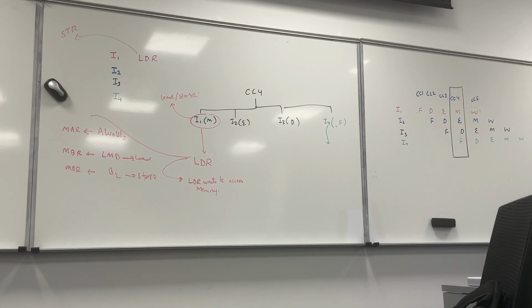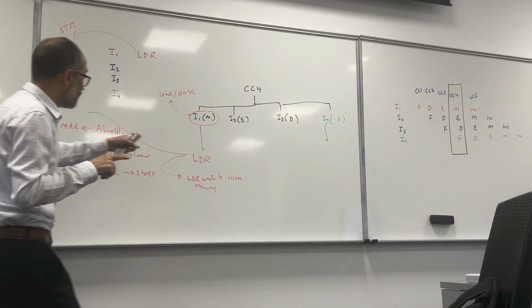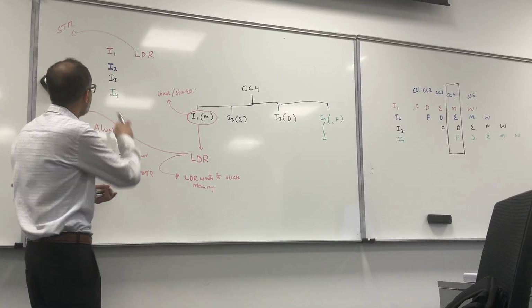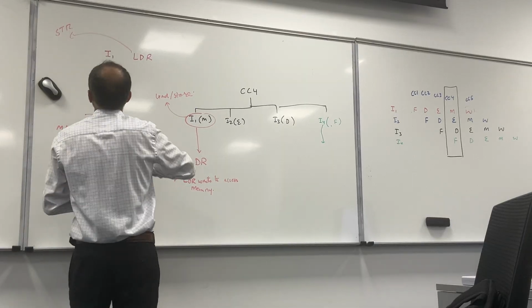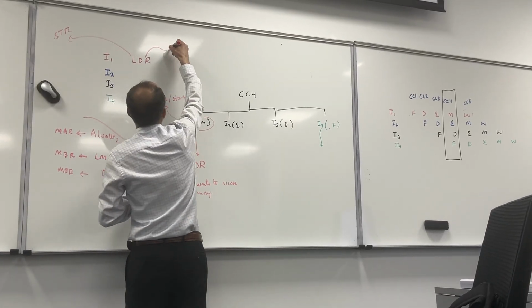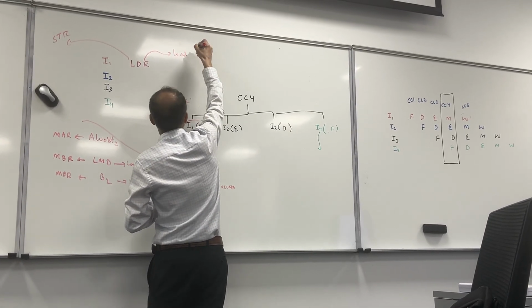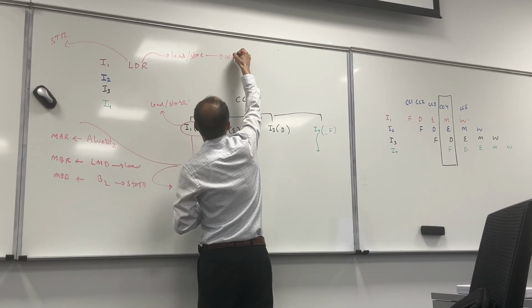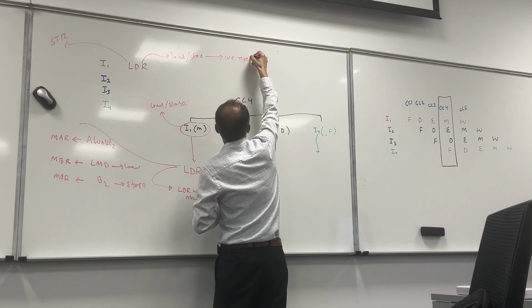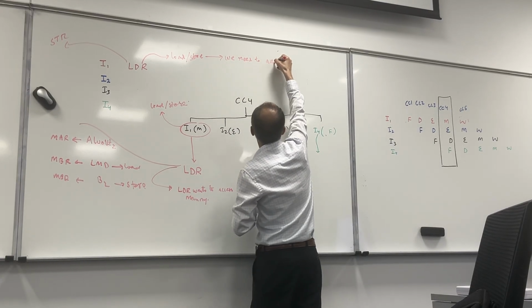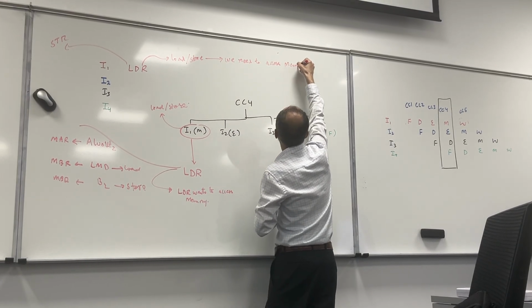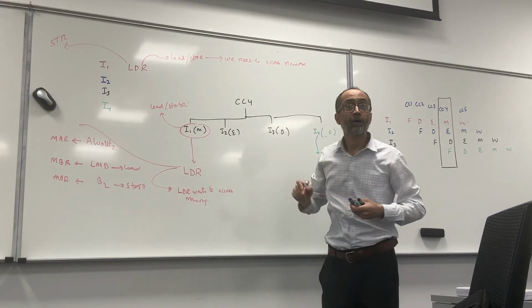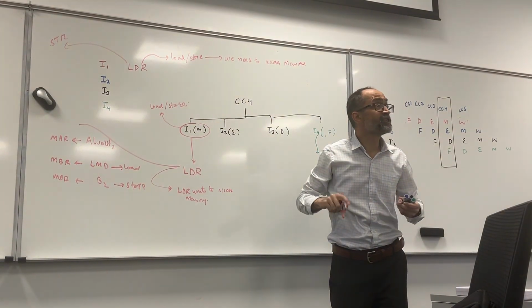I4. So it means that we are for LDR instruction. For LDR and STR, this is I1. This can be any load or store instruction. So let's assume the first instruction I1 is a load or store instruction. So it means that we need to access what? We need to access memory for data. For data or instruction?